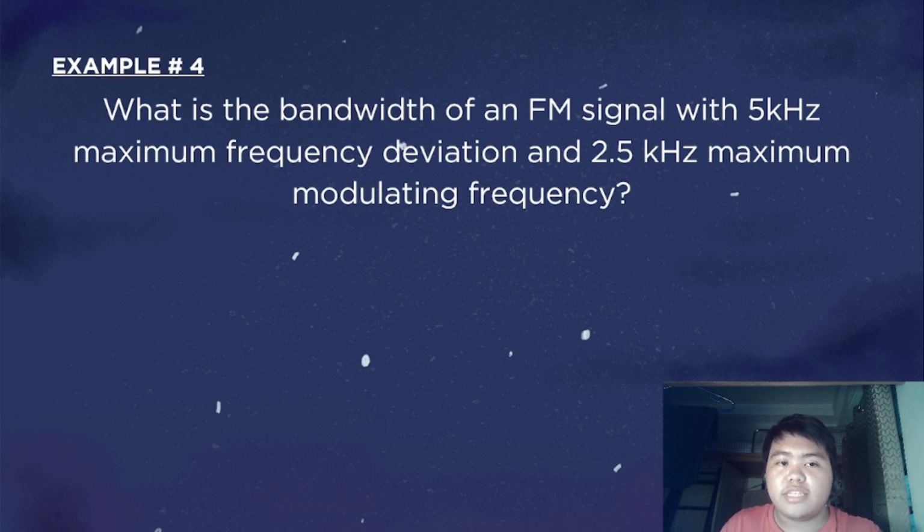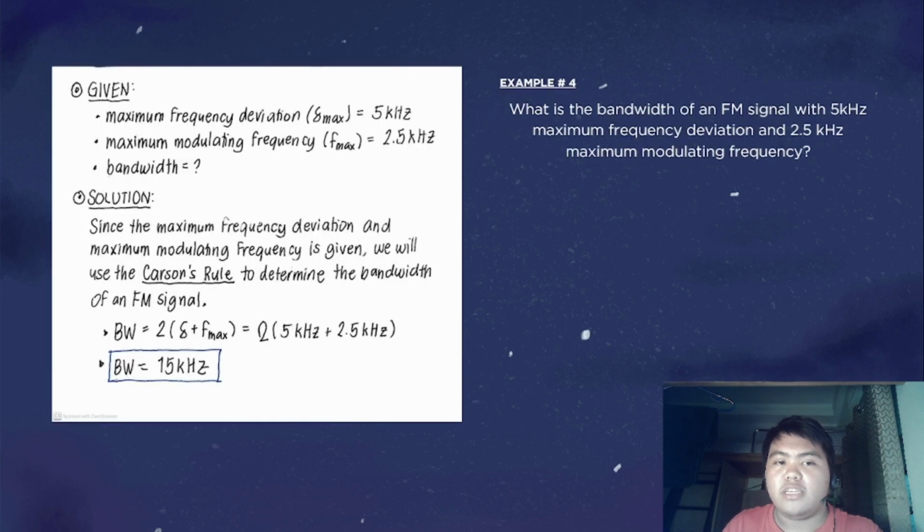So an example to this is, what is the bandwidth of an FM signal with a 5 kHz maximum frequency deviation and 2.5 kHz maximum modulating frequency? We have the given, and the question is to find its bandwidth. Since the maximum frequency deviation and the maximum modulating frequency are given, we will use Carson's rule to determine the bandwidth of the given FM signal, which we can express as 2 times (5 kHz plus 2.5 kHz), which gives the bandwidth of the FM signal of 15 kHz.